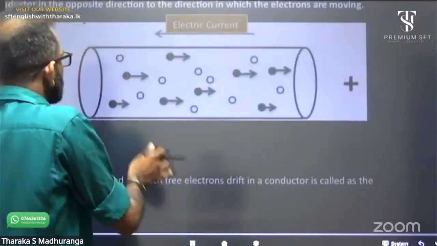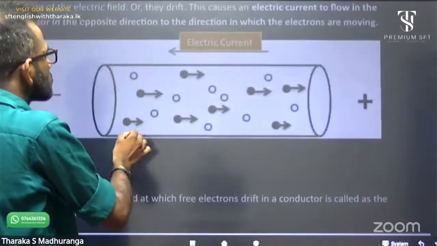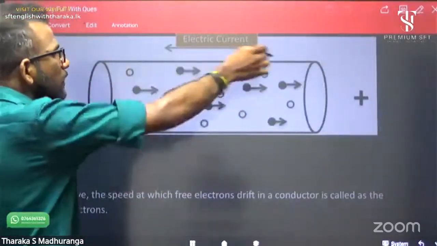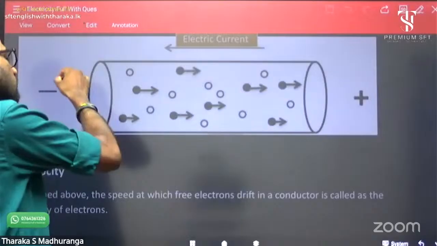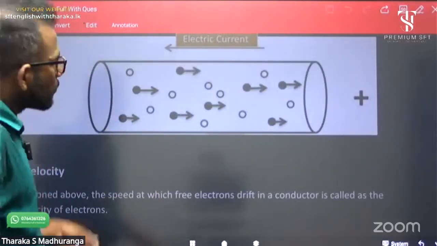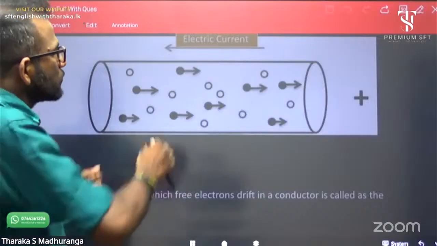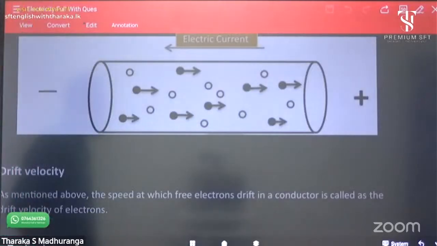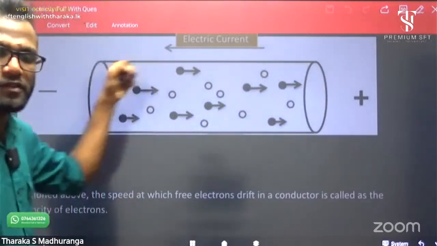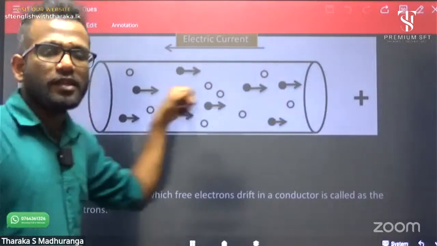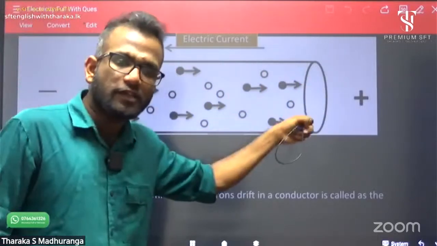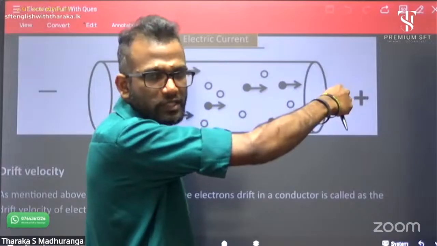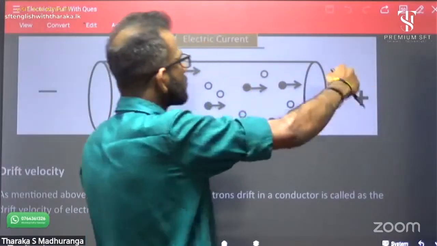But when I connect the battery to this conductor, what happens? One side gets positive potential and the opposite side gets negative potential. Therefore, the free electrons try to move in a single direction, the positive direction. What is the reason? Electrons are negatively charged, so they are always attracted to positive potential. That's the reason.